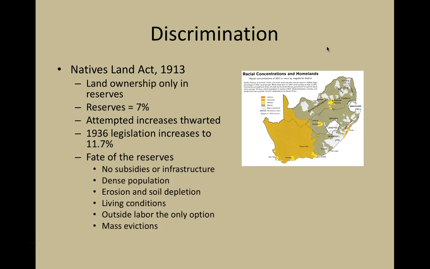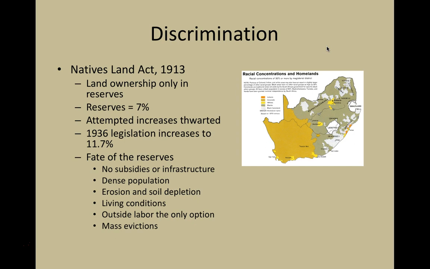Now, what happened on these reserves? Well, often this land that was designated as for the natives was marginal. The best farmland was taken by whites, and given that these Africans were pretty much all rural farmers, having the best farmland snatched away from them, being limited to marginal land, was absolutely disastrous. The South African government provided no subsidies or infrastructure or anything. They didn't build water systems, irrigation systems, anything for sanitation or public health. None of that was put into place on the reserves.